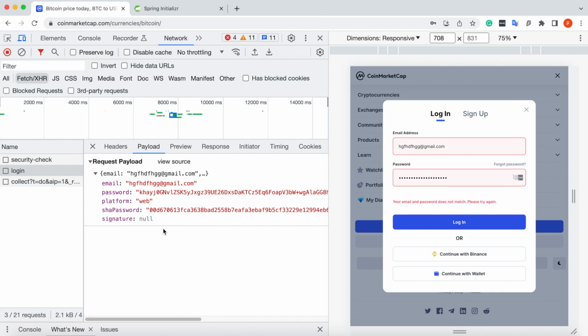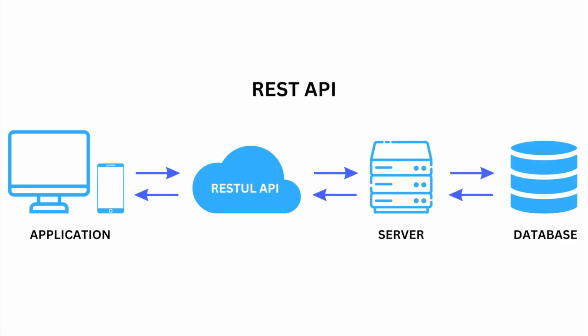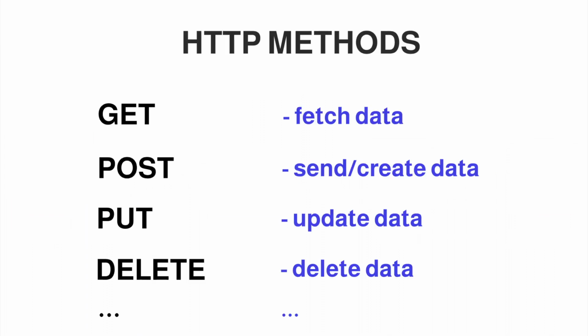So this is how a lot of web applications are built. And all of what I just showed you in the Network tab is called a REST API. A REST API allows different systems to communicate and exchange data using different HTTP methods. And with the help of Spring Boot, you can create your own REST API as well. And this is what we're going to do in this tutorial, as you could already guess.